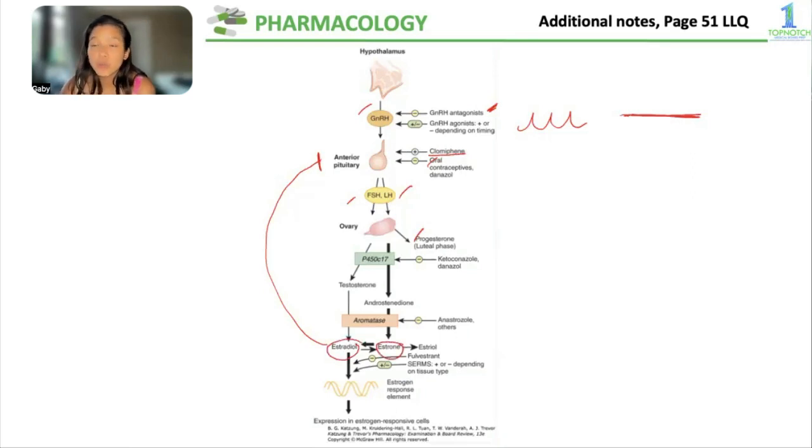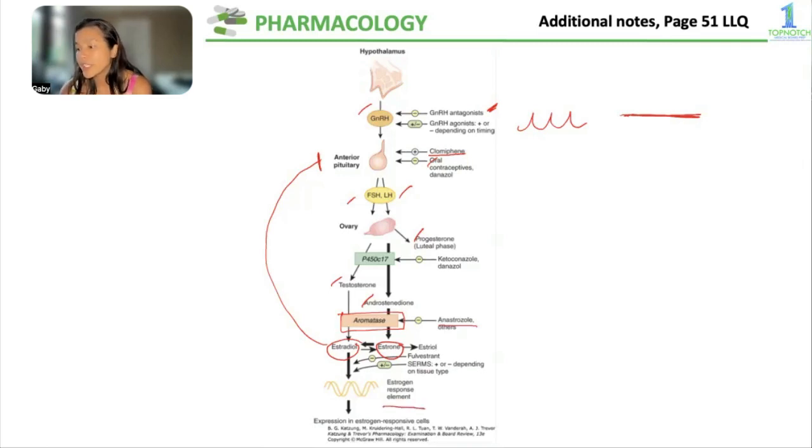But your ovaries don't produce estradiol and estrone right away. They actually produce testosterone and androstenedione first. And it is via the action of aromatase that they are converted to your estrogens. So by giving things like anastrozole, letrozole, exemestane, we can inhibit aromatase, and we can therefore reduce the amount of estradiol and estrone that we have.